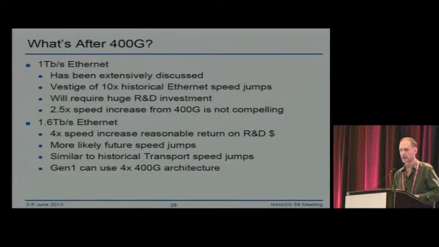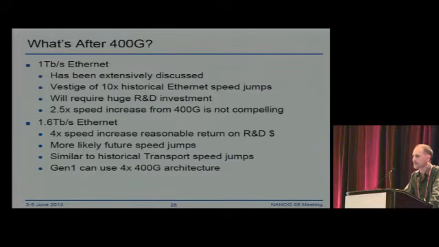So what's after 400G? 1 terabit's been discussed a lot. Lots been published on it. Part of picking 1 terabit is it's a vestige of Ethernet going up in 10x jumps. Any way you look at a terabit, it's going to require a lot of R&D investment, and a 2.5x speed increase from 400G is just not compelling for that.